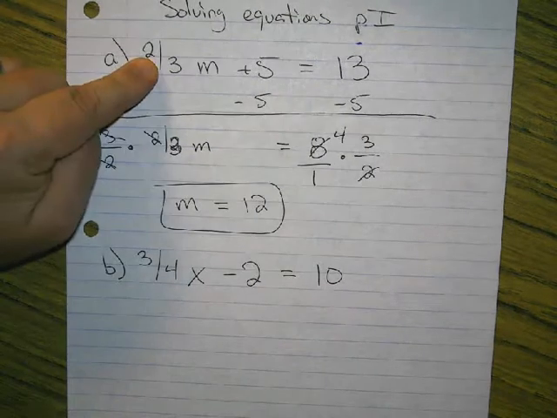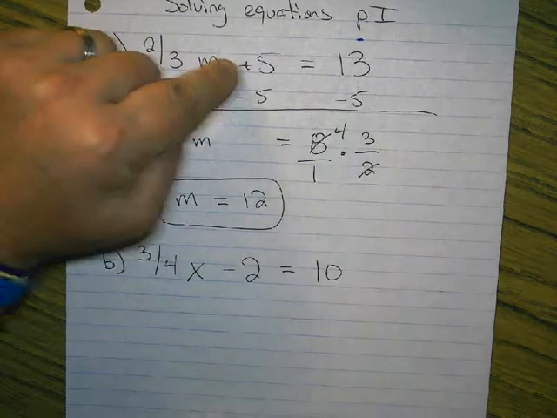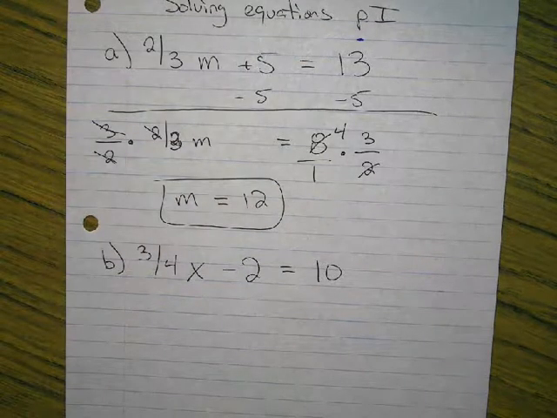So if I put the m back in, 2/3 of 12 is 8. 8 plus 5 is 13. Yay, we got it.